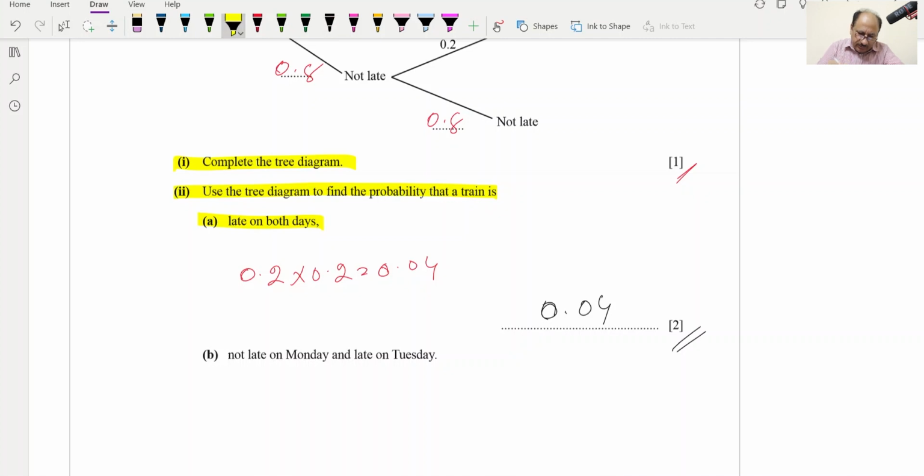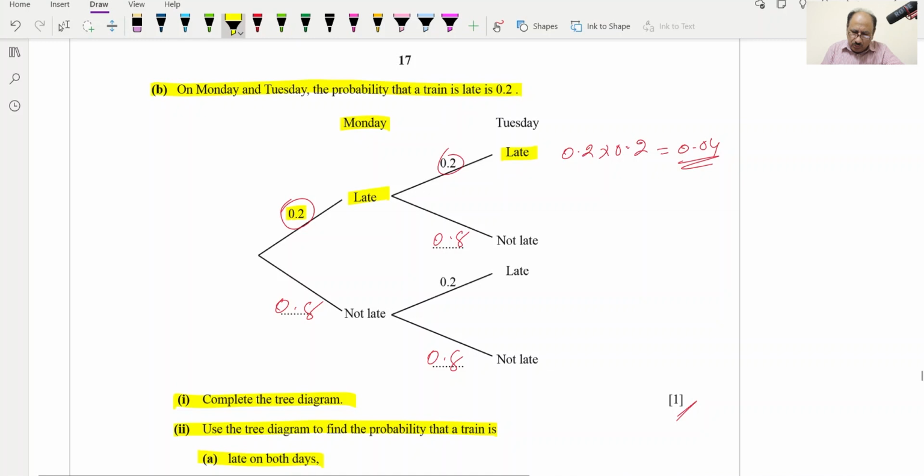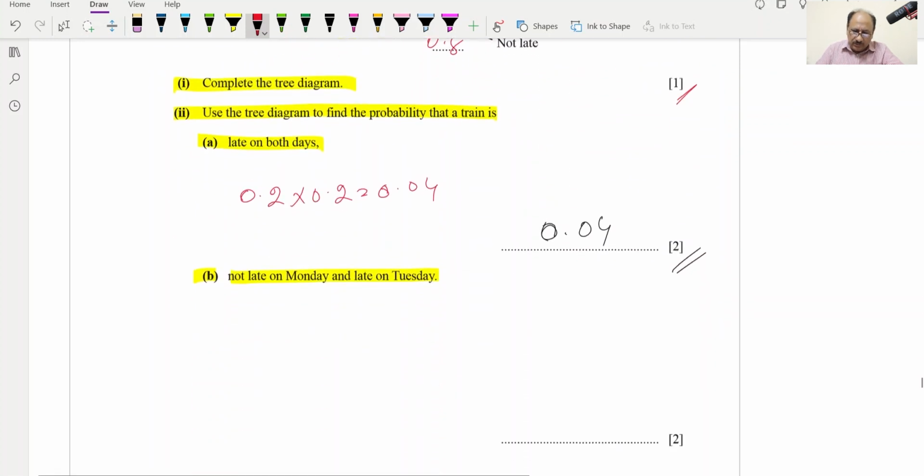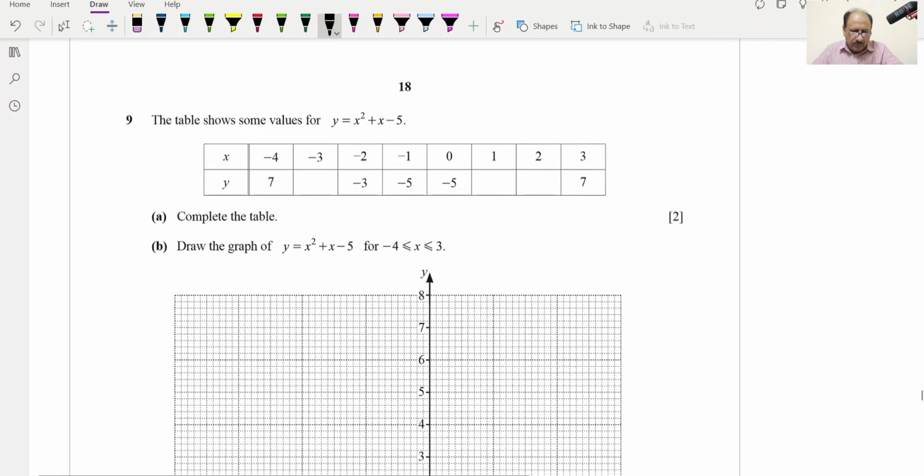Second B part is not late on Monday and late on Tuesday. So not late and late, so we will take this route basically, and this will be equal to 0.8 multiplied by 0.2. So we can write here 0.8 multiplied by 0.2, and this will be equal to 0.16, and 0.16 will be the final answer for 2 marks. This is done.